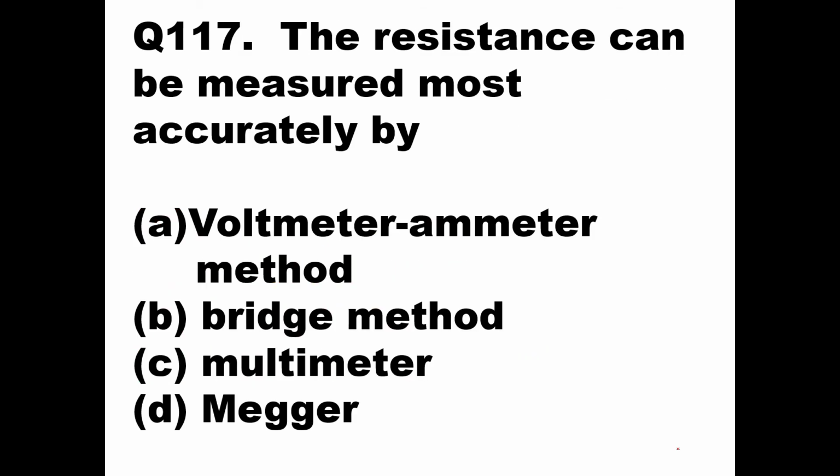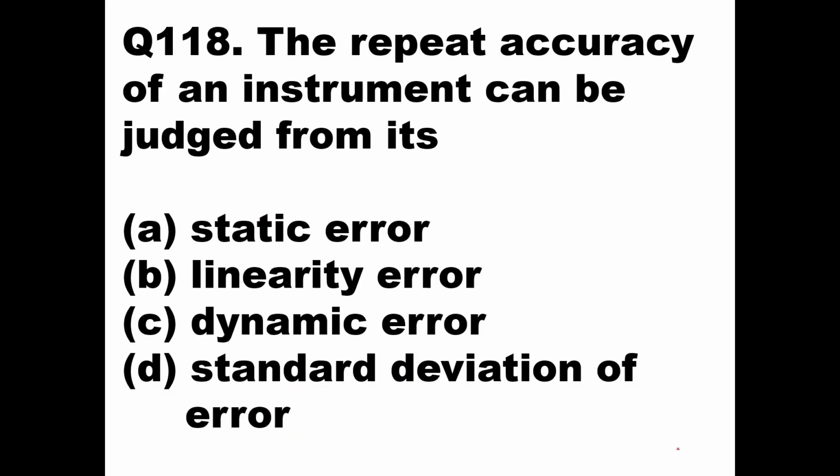Question number 117. The resistance can be measured most accurately by which method? Voltmeter ammeter method, bridge method, multimeter method, or Megger method. Now all these methods will give you a resistance value, but an accurate resistance value you can get by the bridge method, because the bridge method will eliminate all the lead contact resistance which arises. So all that can be eliminated and you can measure a lower resistance value also by the bridge method. So the bridge method is one which gives an accurate resistance value. So option B will be the right answer here. Then we'll go to the next question.